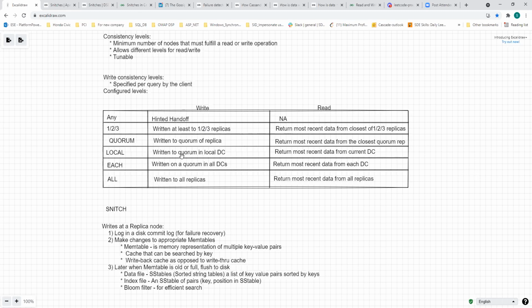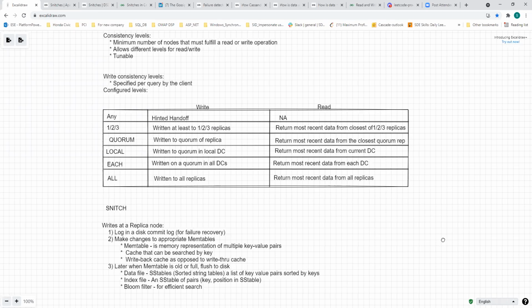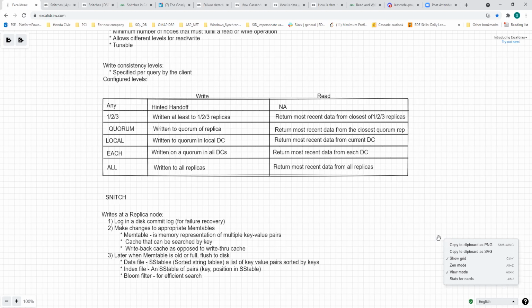But if you want to be highly available on writes, then you can choose 1, 2, or 3, whatever those were. At least that will be a decent way of doing it, depending on the use case. Instead of one, at least two should be better, because one is almost like ANY, poor consistency kind of. Yeah, so that was about the consistencies.